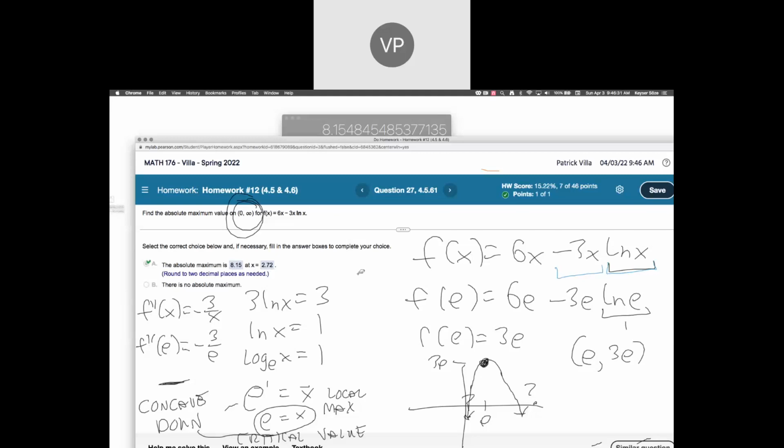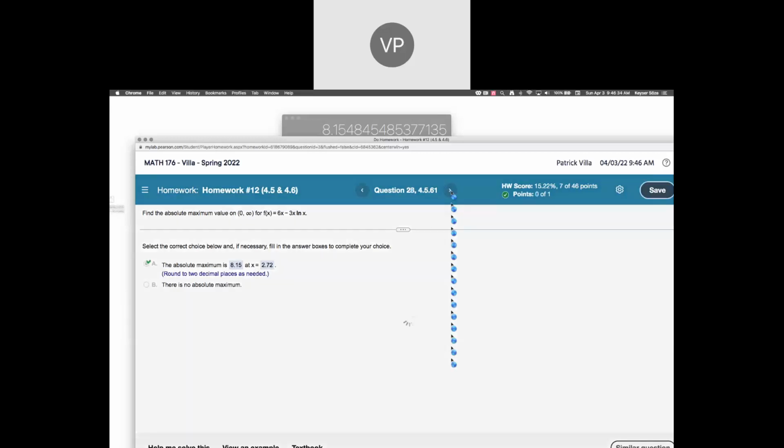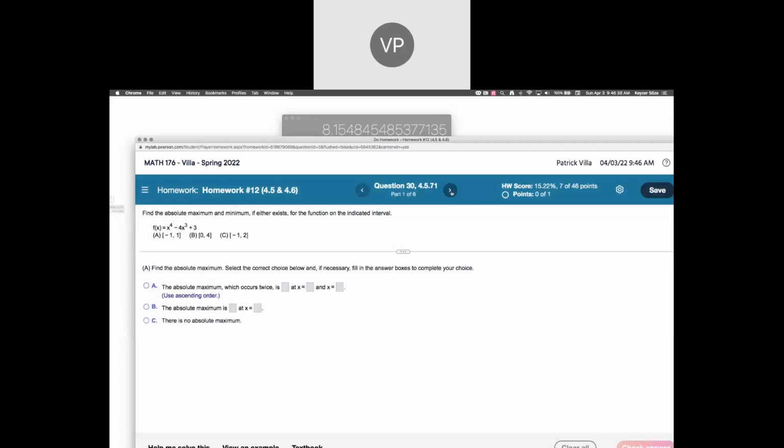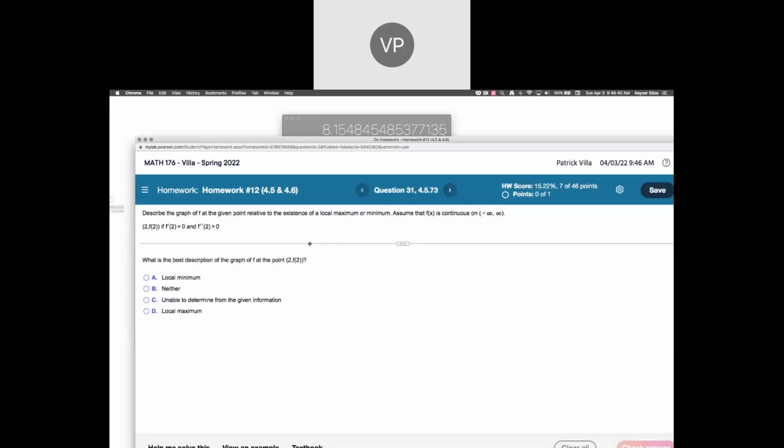Okay, so sorry about that little delay. Let's look at number 31, if that's part of this section as well. Describe the graph of f at the given point relative to the existence of a local max or min. Assume that f of x is continuous, and they tell us a few things. Okay, so this is just to kind of make sure you understand the theorem.